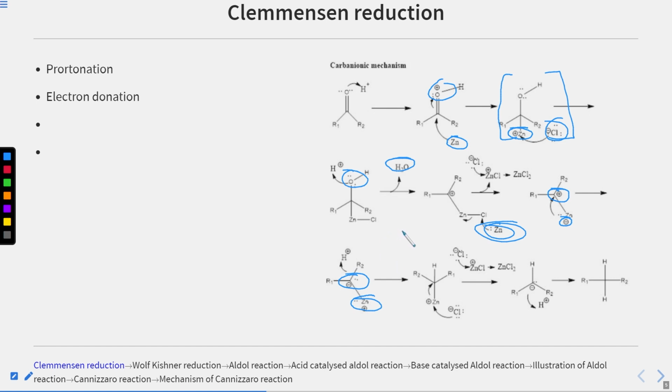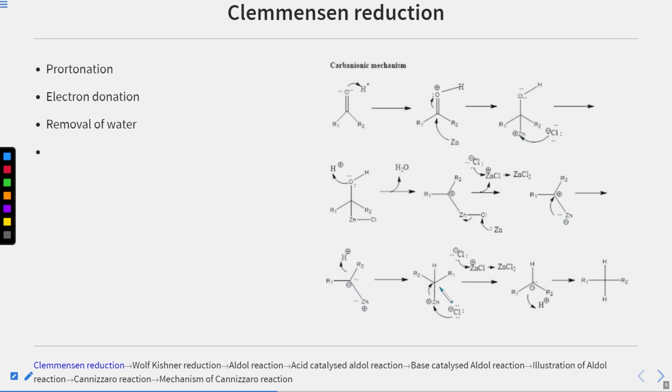So if you remember the reaction, it is ZnHg and HCl. This H plus that is present in the solution is taken up by the negative charge. And after this, what will happen? This Cl minus will again take this zinc and will again create a negative charge on the center. This same process will be repeated here. If you look here, this is the process that is being repeated twice.